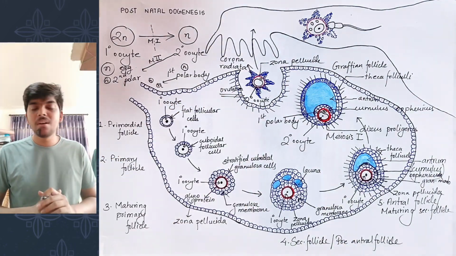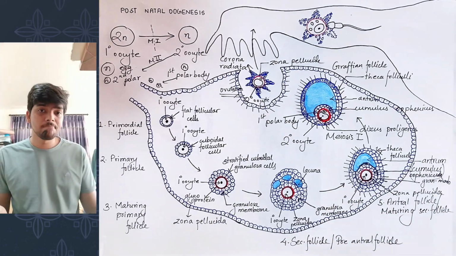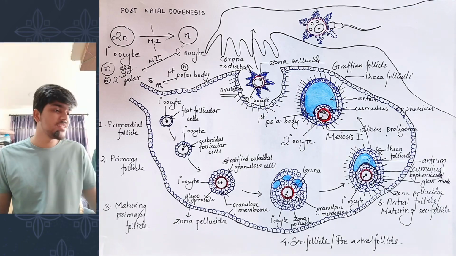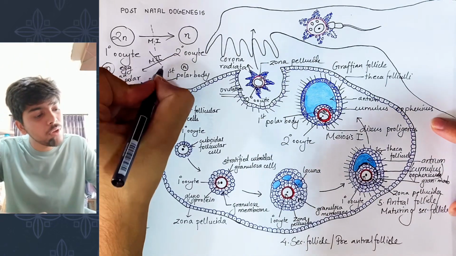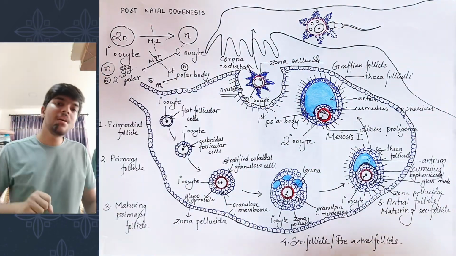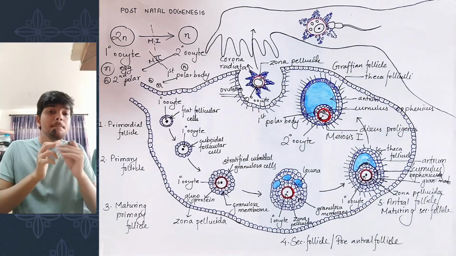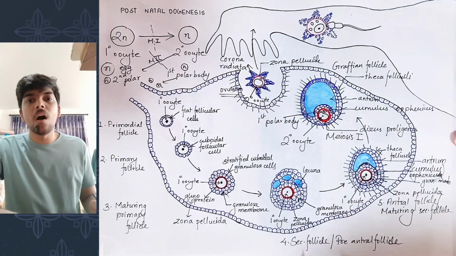However, secondary oocytes, they like to take pauses. They like to take plenty of rest and not waste their energy. So the secondary oocyte again gets arrested during meiosis II division. Meiosis II contains prophase II, metaphase II, anaphase II, telophase II. During metaphase II, the secondary oocyte gets arrested.